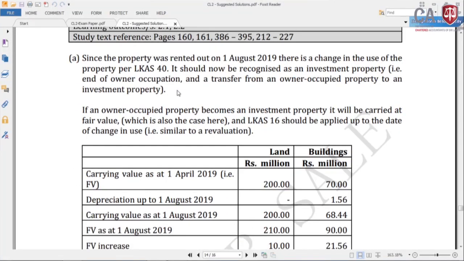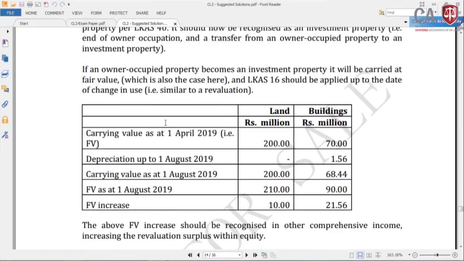Since the property was rented out on 1st August 19, there is a change in the use of the property per LKAS 40. It should now be recognized as an investment property, end of owner occupation, and a transfer from an owner occupied property to an investment property. If an owner occupied property becomes an investment property, it will be carried at fair value, which is also the case here, and LKAS 16 should be applied up to the date of change in use.